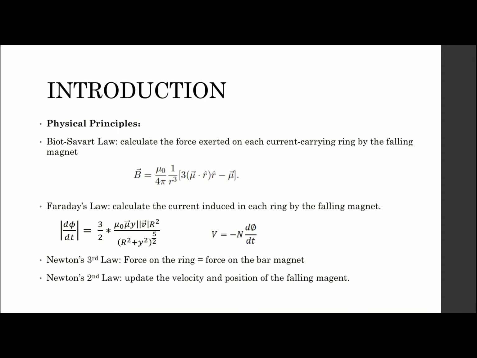The next slide shows the physical principles that I use in this lab. I use the Biot-Savart law to calculate the force exerted on each current-carrying ring by the falling magnet, and then use Faraday's law to calculate the current induced in each ring by the falling magnet. According to Newton's third law, the force on the ring equals the force on the bar magnet, so we can use the magnetic force on the ring to determine the force on the bar magnet. And from Newton's second law, I can update the velocity and position of the falling magnet so that I can build a graph of velocity versus time.